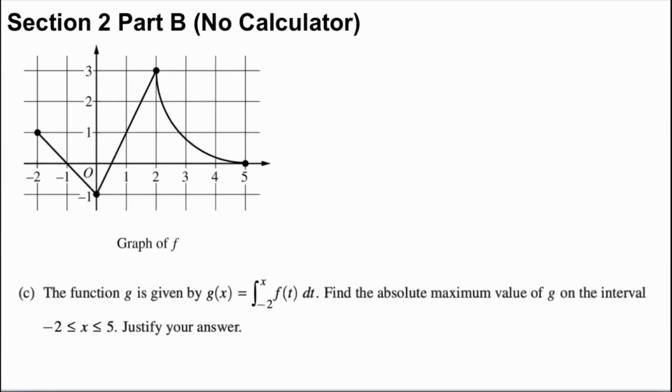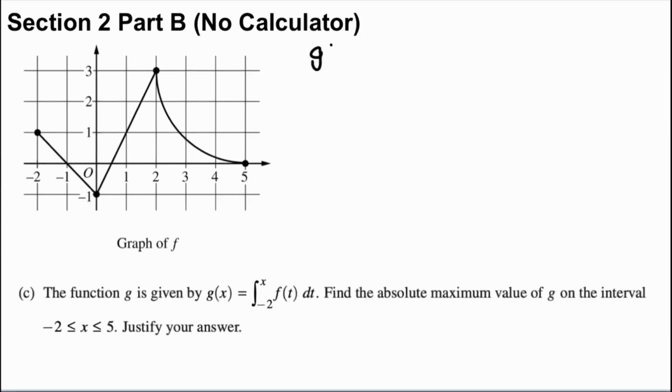Now for part C. The function g is given by g of x is equal to the integral from negative 2 to x of f of t dt. We're going to find the absolute maximum value of g on the interval negative 2 is less than or equal to x is less than or equal to 5. And we're going to justify our answer. So I see absolute max and I'm thinking take the derivative, find your candidates, do all of that process.